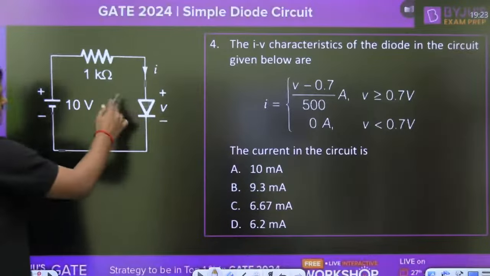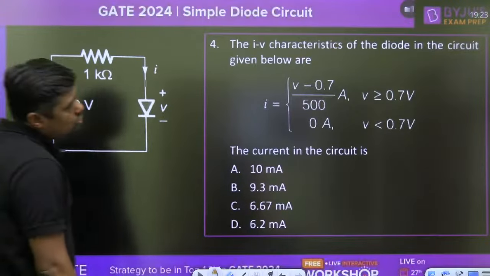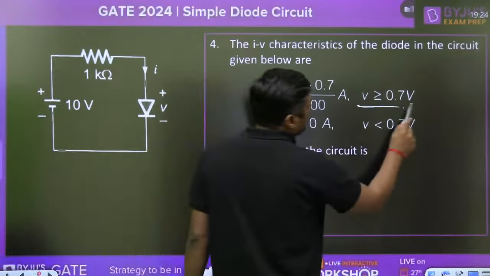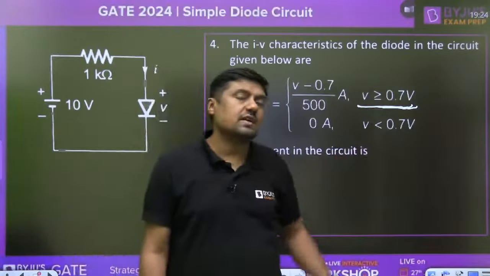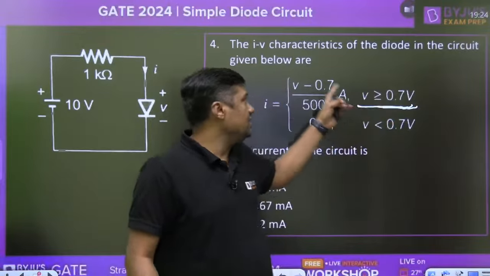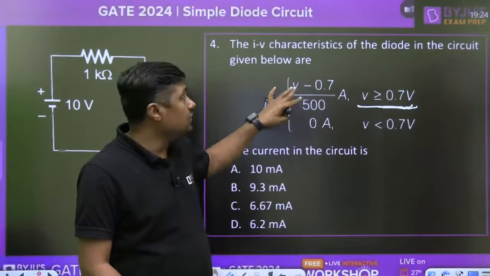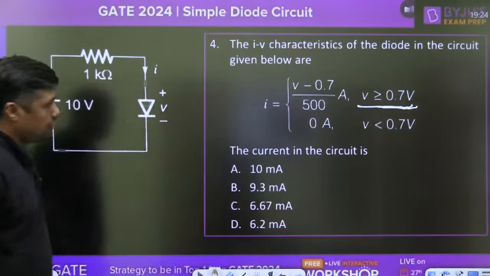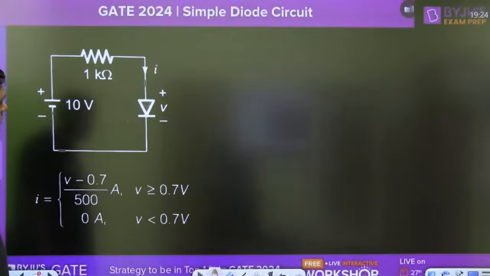This is the diode. It is a practical diode because its current is given, and that is called the cut-in voltage. If the voltage is less than 0.7, the current is 0. If the voltage is greater than 0.7, then this is the equation of the current through the diode. And what is V here? V is the voltage across the diode. Then what is the current in the circuit? That is the question. It is a practical diode.